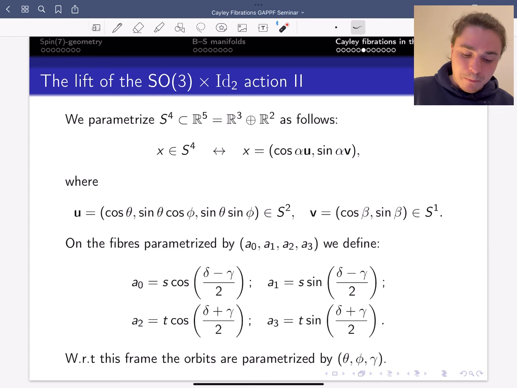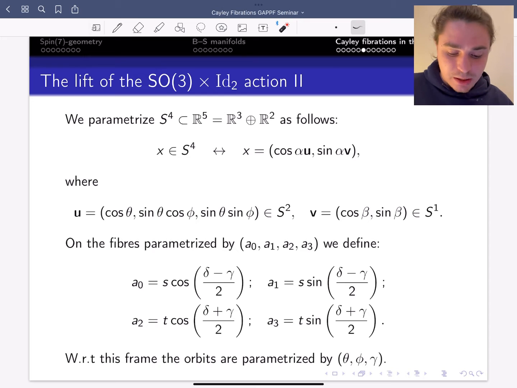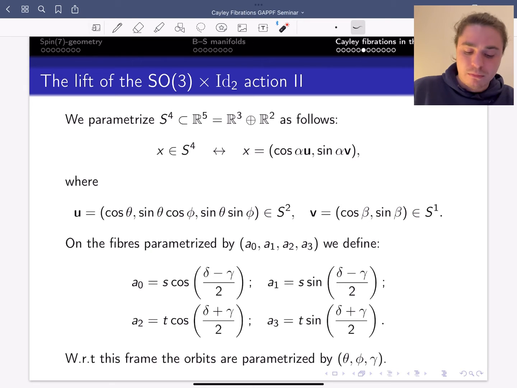Indeed, if instead of S and T we put some cosine of Xi and sine of Xi, we use precisely the Hopf fibration map. But what is very interesting is that with this parameterization, the orbits are just given by theta, phi, and gamma.